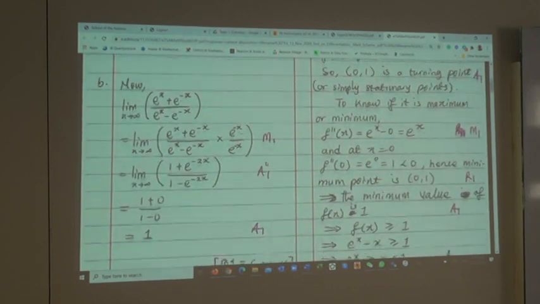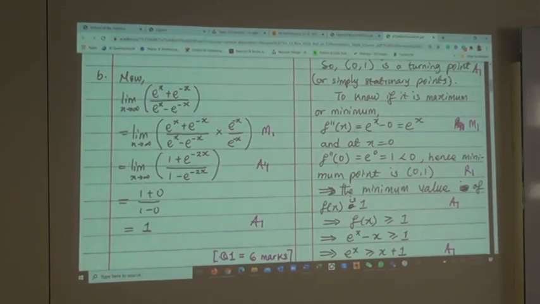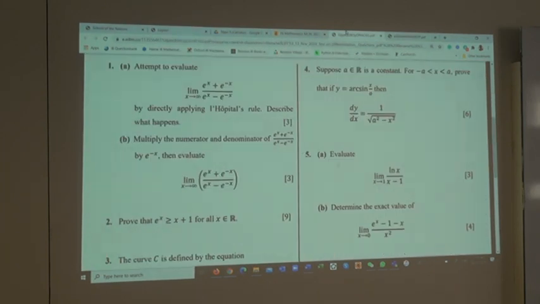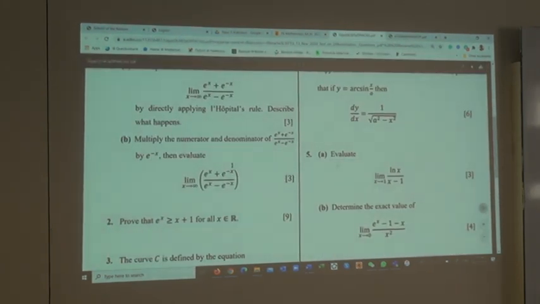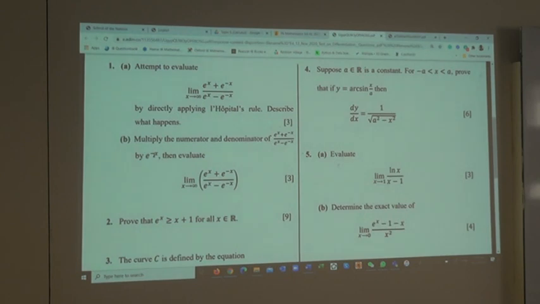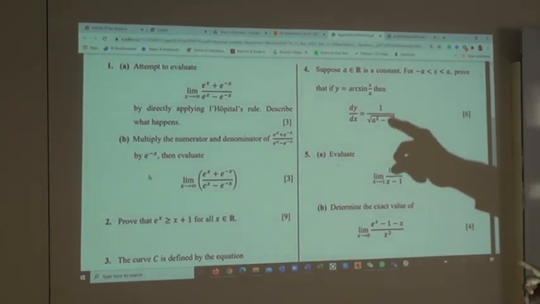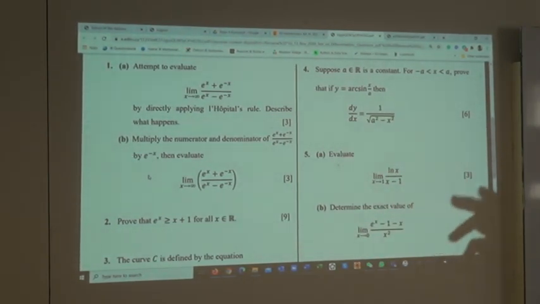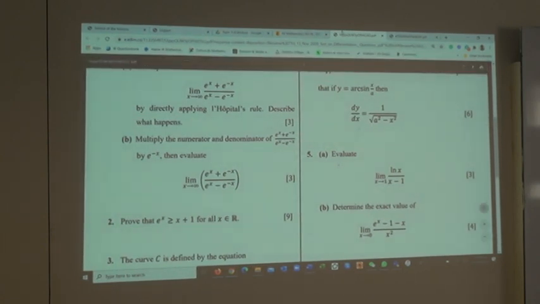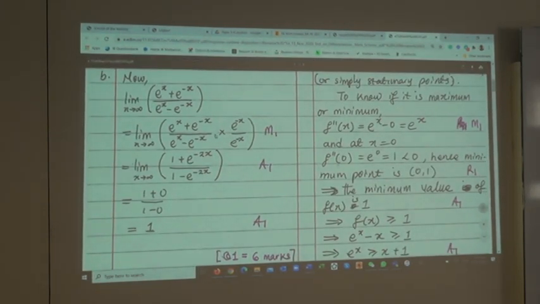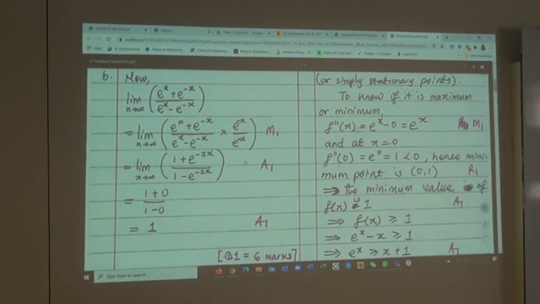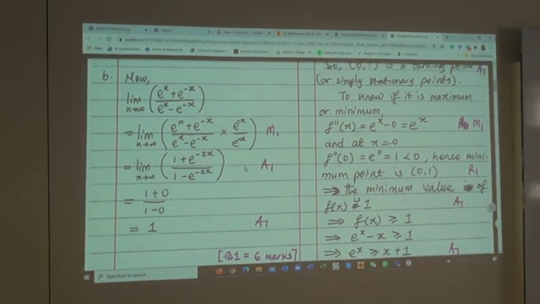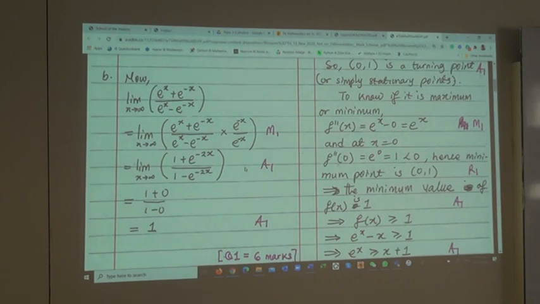Understand? Then for B, the question says, multiply numerator and denominator by that. Actually, I want you to try this same question by multiplying by exponential x instead of exponential minus x. I thought that might be trickier, so I thought I'd give you something nice first. When you multiply by this, some of you apply it within the limit, which is allowed. Some of you brought out the expression and multiplied first, which is also allowed. You notice that everybody got their point for that.